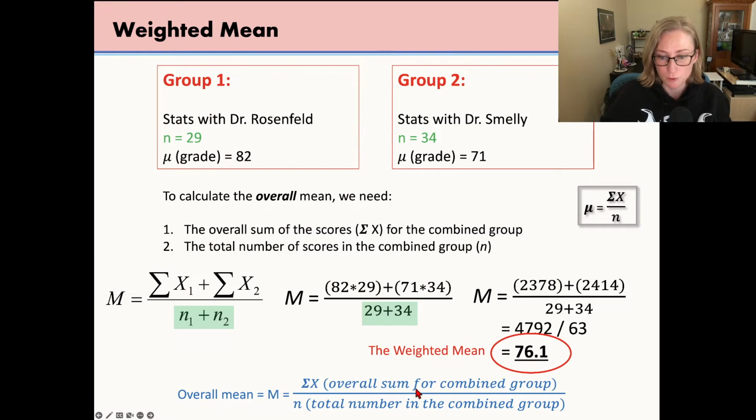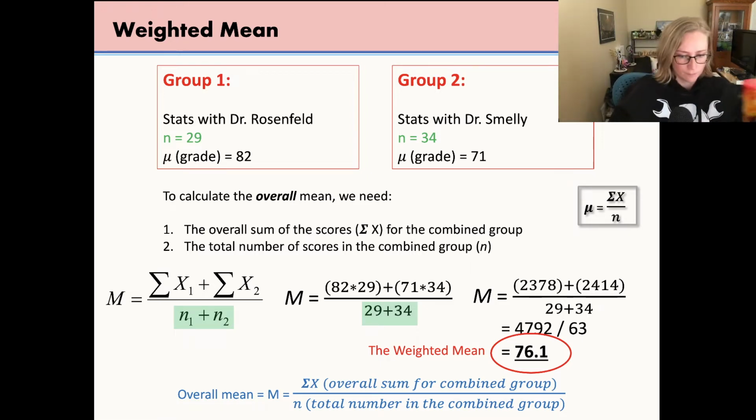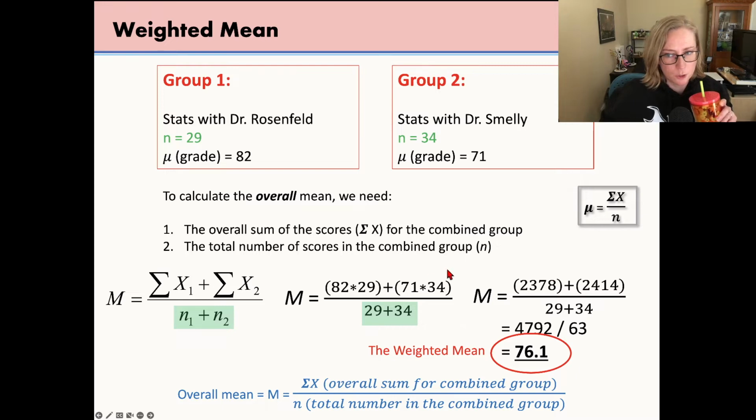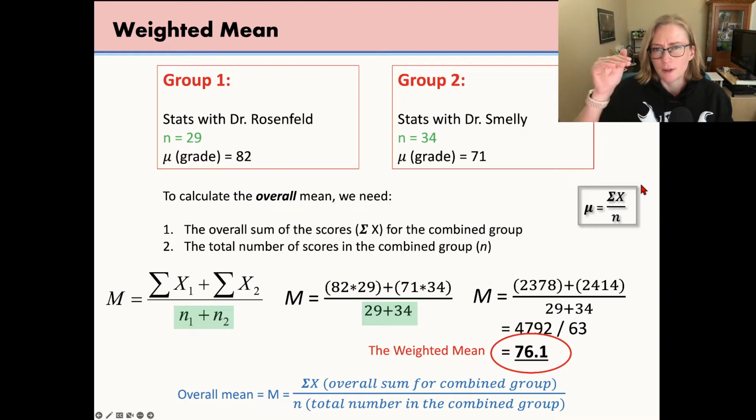The sum of x, so the overall sum for your combined group, divided by the total number in the combined group. So if you have questions about how exactly this worked out, especially this part, just email me, just shoot me a message really quick. I try to, in other slides, write out exactly how I do the calculation. I kind of skimmed over that part, but again, you just multiply by n on both sides, so then you get mu times n, and then you can eliminate the n here, and you're left with sigma x. Okay.